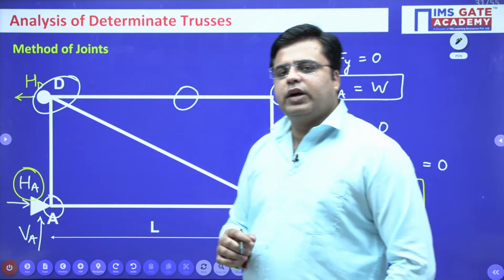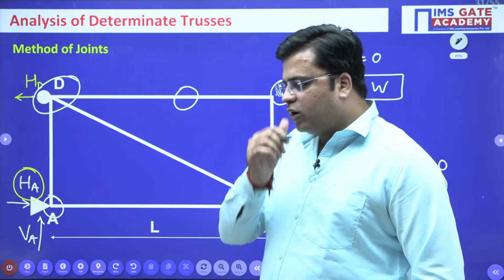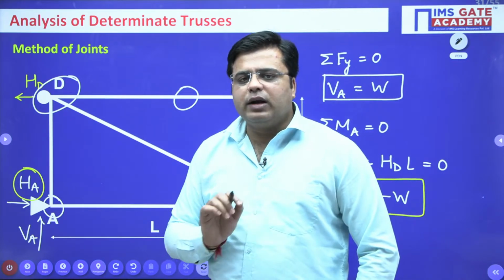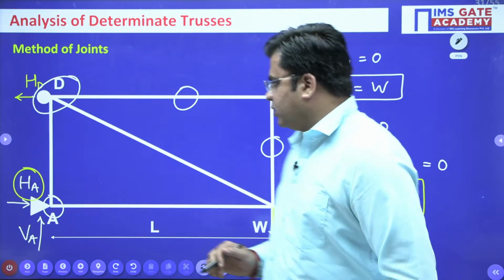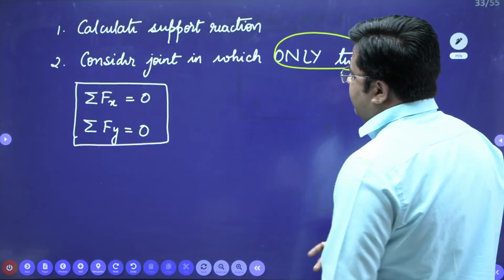Consider only those joints where two unknown reactions are present, because for a joint only two equilibrium equations are available to us. Okay. Now, moving on, the next method for analyzing a truss is the method of section.